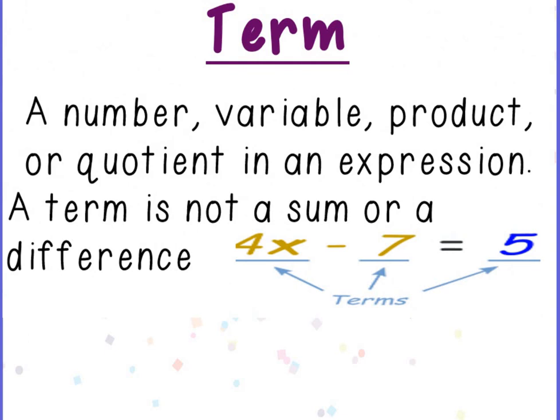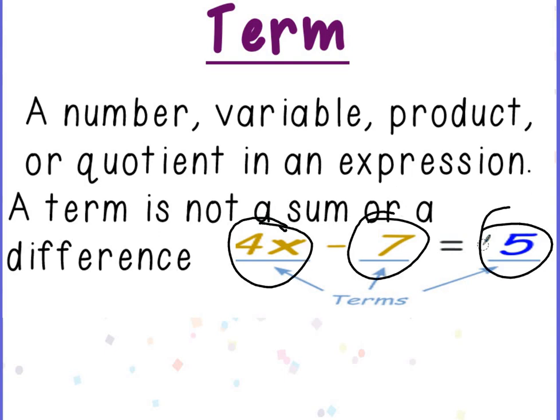Okay, so first we need to know each of our pieces. So inside of an expression we have what are called terms. Terms are numbers, variables, products, or quotients in an expression. Okay, a term is not a sum or a difference. Alright, so each of these pieces here are considered terms.